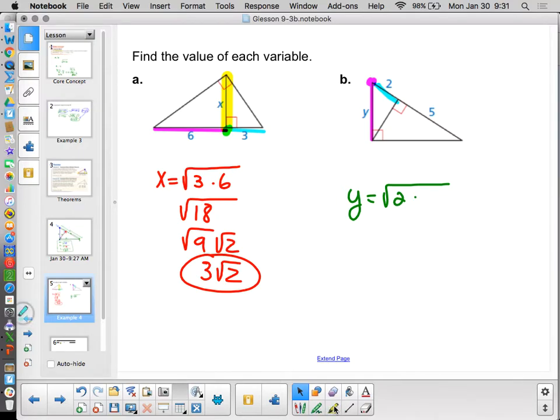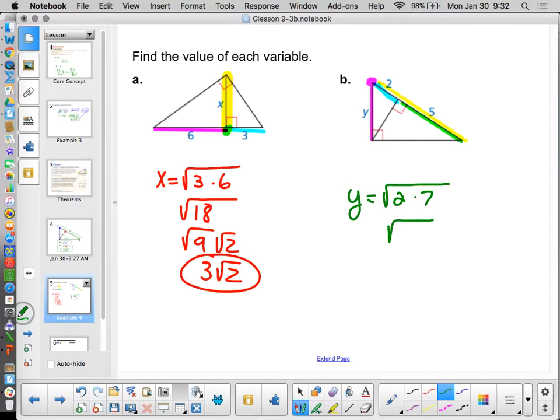I want the whole side. 5 does not have an endpoint. Okay, 5 just runs from here to here. I need the whole thing. So how long is that whole thing? Well, 2 plus 5, or 7. Square root of 14, which does not simplify.